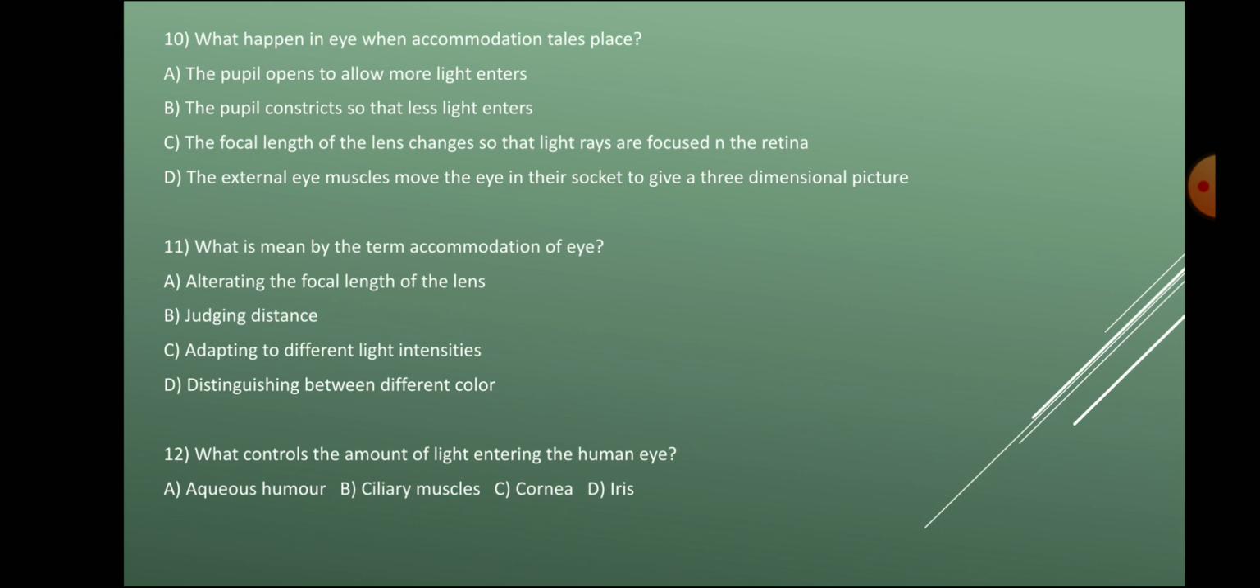That means the iris is present behind the cornea, and it is an organ which looks like a ring. With the help of the iris, the control of the light which enters the human eye takes place by the adjustment of the muscles of the iris. So the correct option is D, iris.